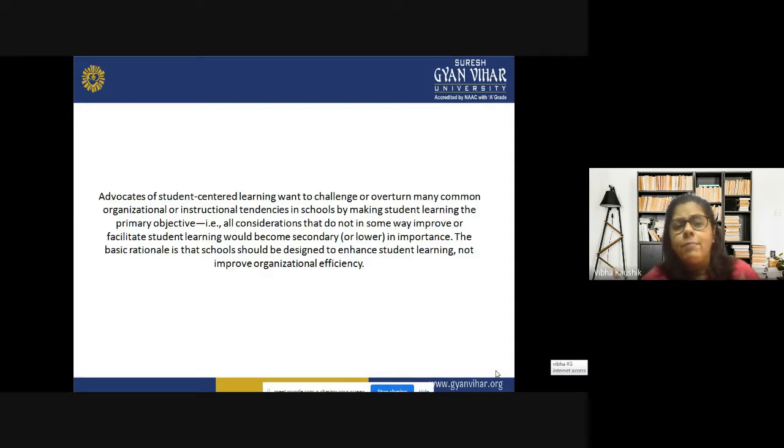So, the primary objective of the school is to develop, to enhance, to improve the students' learning, and it can only be done through the student-centered learning approach. It cannot be achieved if the teacher is using the traditional approaches in their classroom teaching.